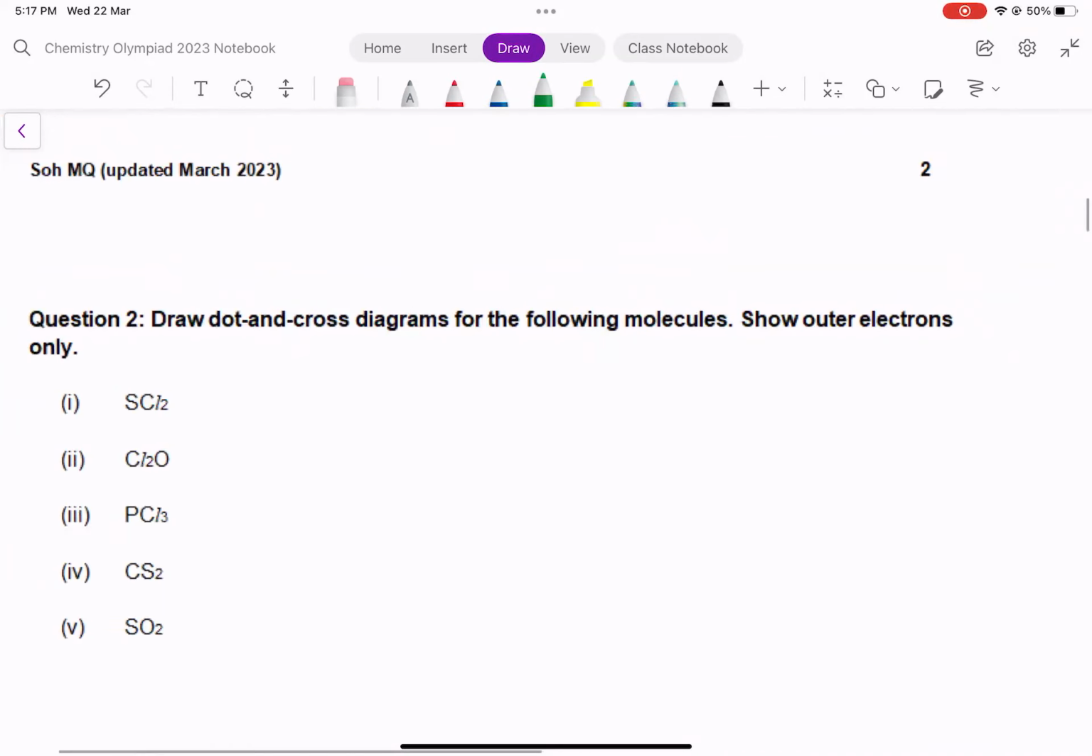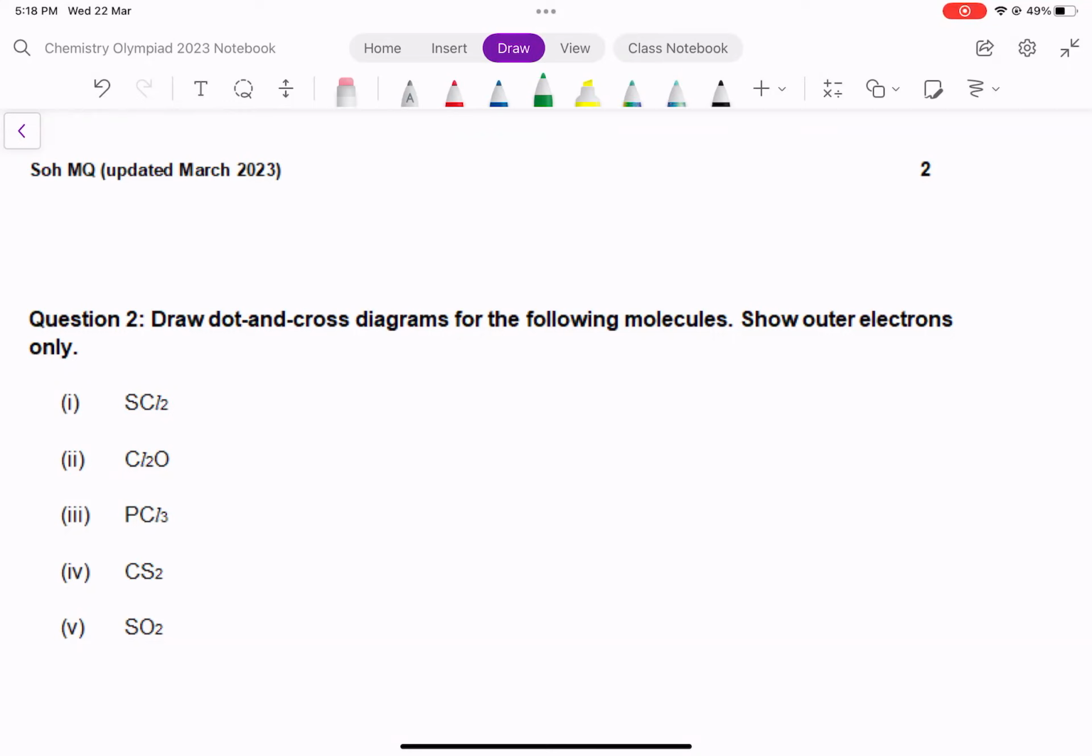I know I've asked you to draw dot and cross diagrams for the following molecules, showing outer electrons only. I would like you to try this yourself later on. I will post the answers up on OneNote, and I will remind you when I have posted them. So do it yourself as part of enrichment, then later on, check your answers with the OneNote.